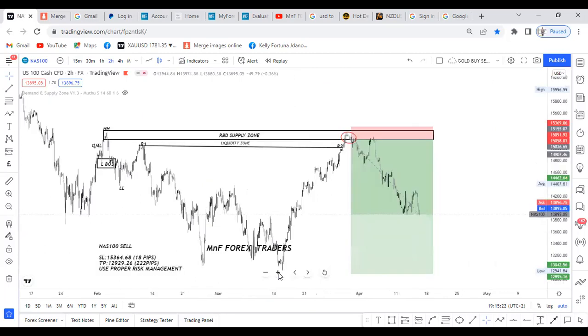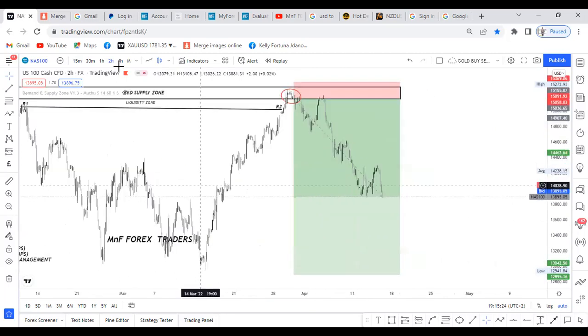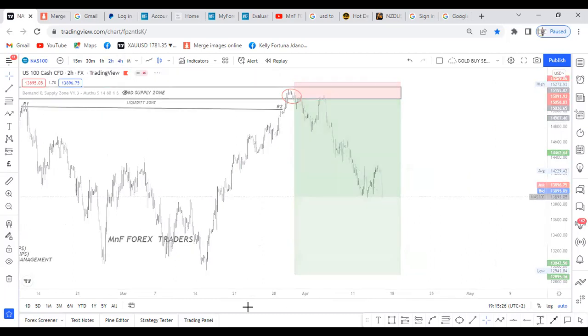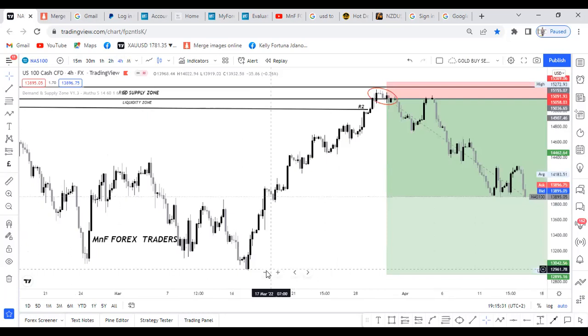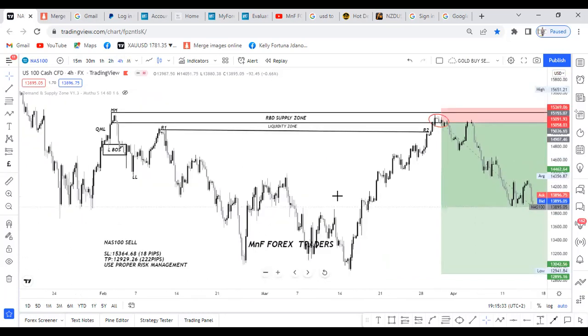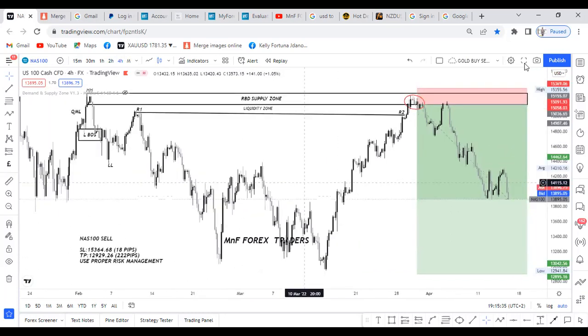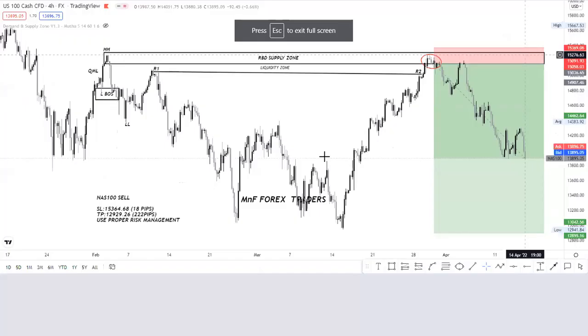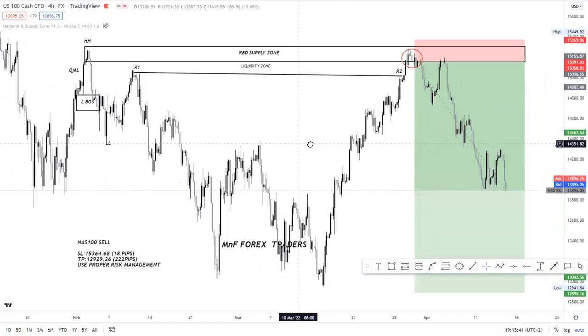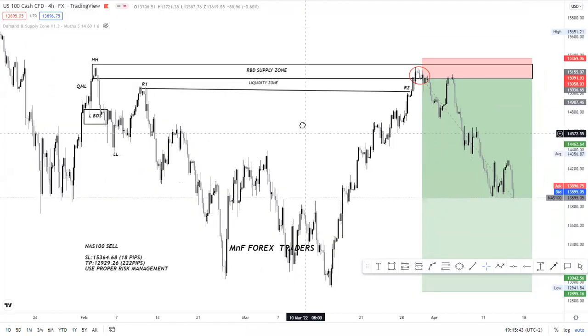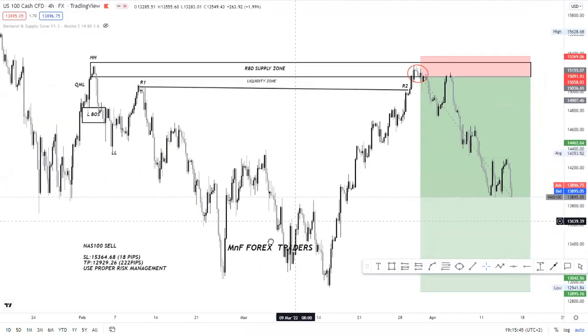This is a 2-hour chart. Let me just go to the 4-hour chart so that it can be clear. Do you mostly start with the 4-hour? Yeah, the highest I go to is 4-hour. That's the one I usually go to most of the time. It's 4-hour, 2-hour, and below.